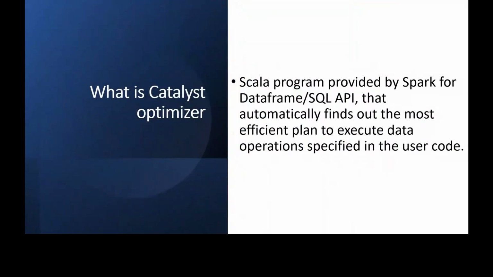What is Catalyst Optimizer? Catalyst Optimizer is a Spark core component written in Scala. In other words, Catalyst Optimizer is nothing but a Scala program that is used to find out the most efficient plan to execute the data operation when we submit some user code into the Spark engine.